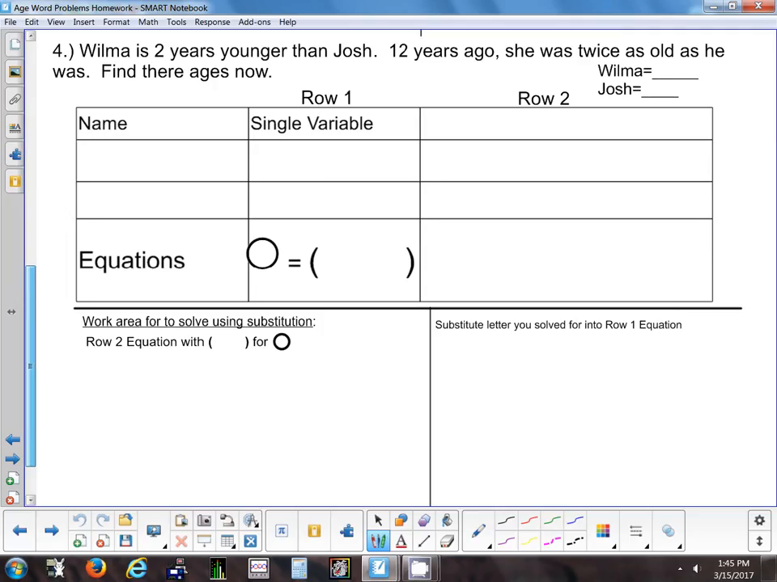All right, so someone tell me, I want to fill in these 2 boxes for name. Someone raise their hand, tell me what they wrote. Nini? Wilma and Josh. I like it. How about Derek? I know you might not have done this one, but that's okay. Can you tell me what to write here for the single variable? W and J. Very simple. W and J.